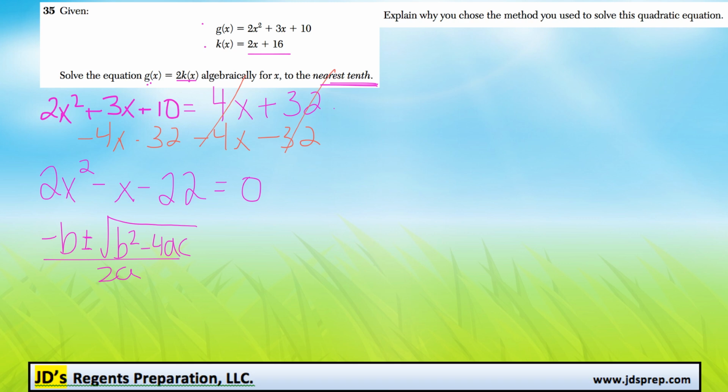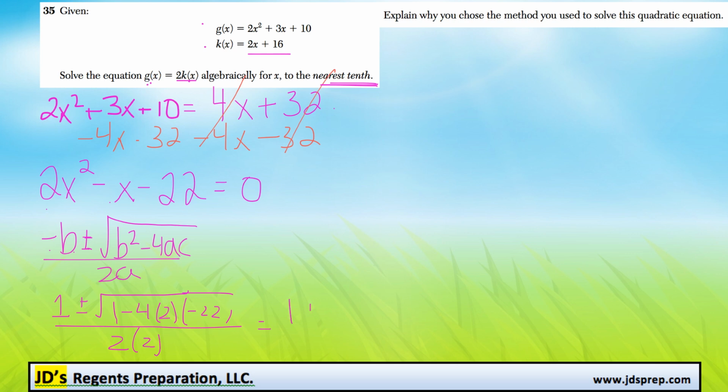So our b value is negative 1. So negative 1 means that this becomes just positive 1. Plus or minus the square root of b squared, that would become positive 1, minus 4 times a, which in this case is 2, times c, and that would be negative 22. And this is all going to be over 2 times our a term, which again is 2.